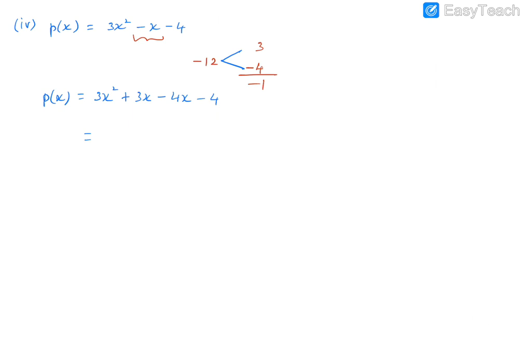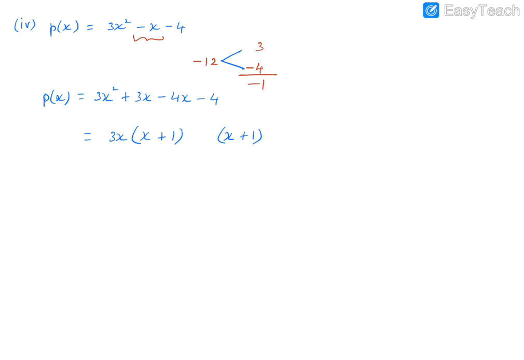Between 3x² and 3x, what is the common factor we can take out? We can take 3x outside, and 3x into x will give us 3x², and we have a plus sign. Plus 3x into what number will give us the second term? That should be 1. So 3x into 1 is 3x, and we repeat this (x + 1) again.